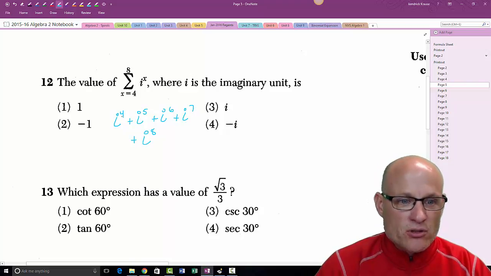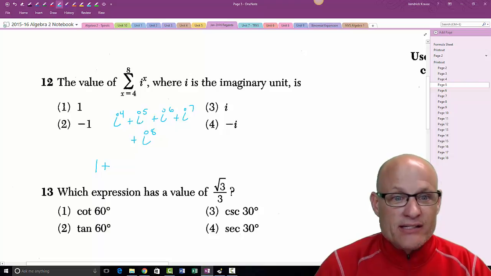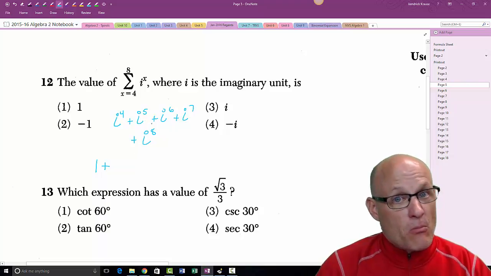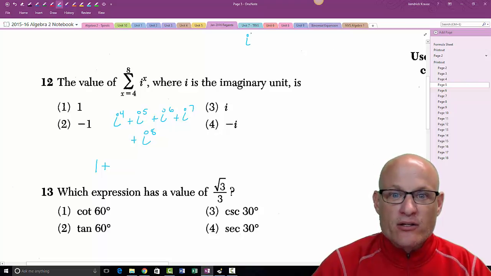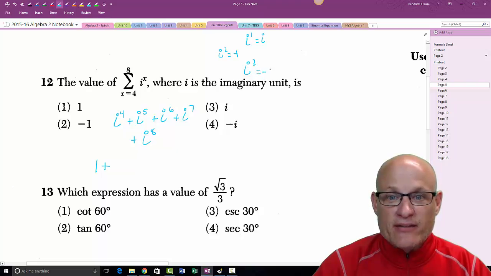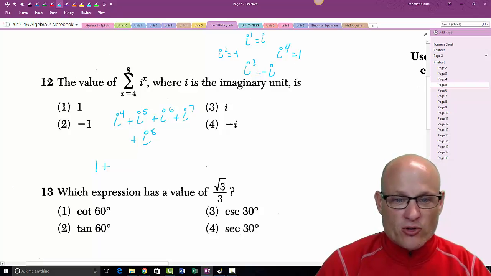So i to the 4th is 1. i to the 5th is really 1 times i, right? You guys remember your i circle? i to the 1 is just i. i squared is negative 1. i cubed is negative i. And i to the 4th is equal to 1. i to the 8th is equal to 1.